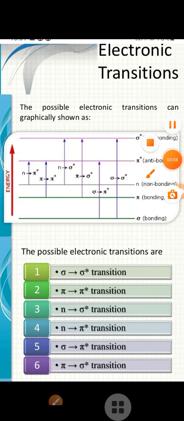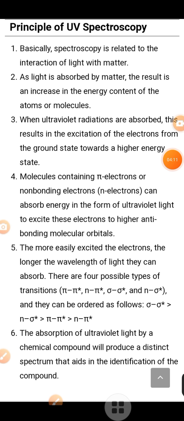These are the transitions. The principle of UV visible spectroscopy is related to the interaction of light with matter, and light is absorbed by the matter. The result is an increase in the energy content of the atoms or molecules. Ultraviolet visible radiations are absorbed, which results in the excitation of electrons from the ground state to a higher energy state. A molecule containing pi electrons or non-bonding electrons can absorb energy in the form of ultraviolet visible light to excite these electrons to a higher anti-bonding molecular orbital.